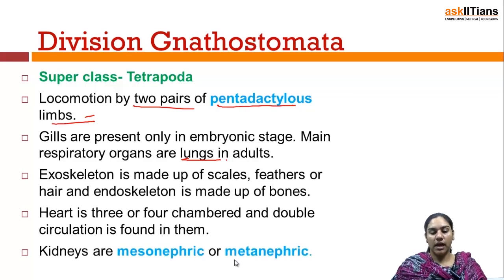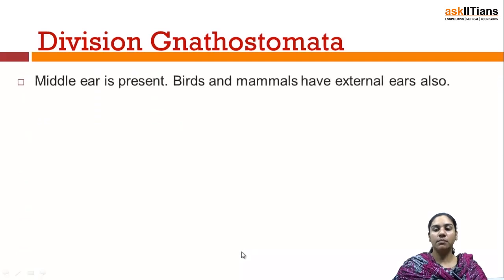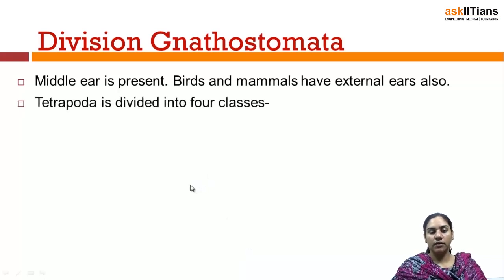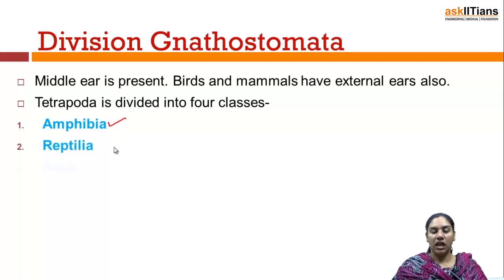The metanephric is a kind of kidney in which there is a ciliated funnel type of opening that opens into the coelom or the body cavity of the animals. The middle ear is present. Birds and mammals also have external ears. Tetrapoda is divided into 4 classes: Amphibia, Reptilia, Aves and Mammals. So these are the 4 classes of Tetrapoda.